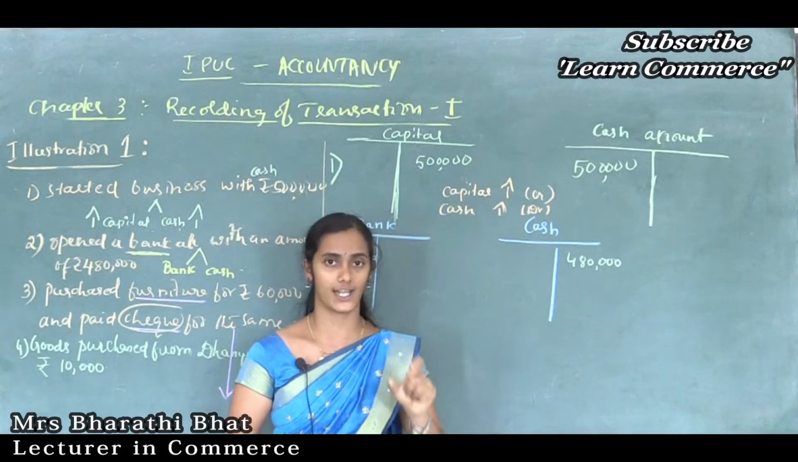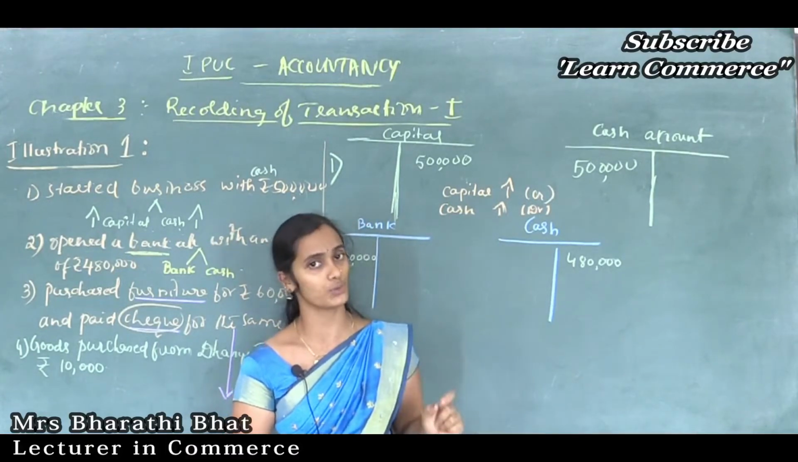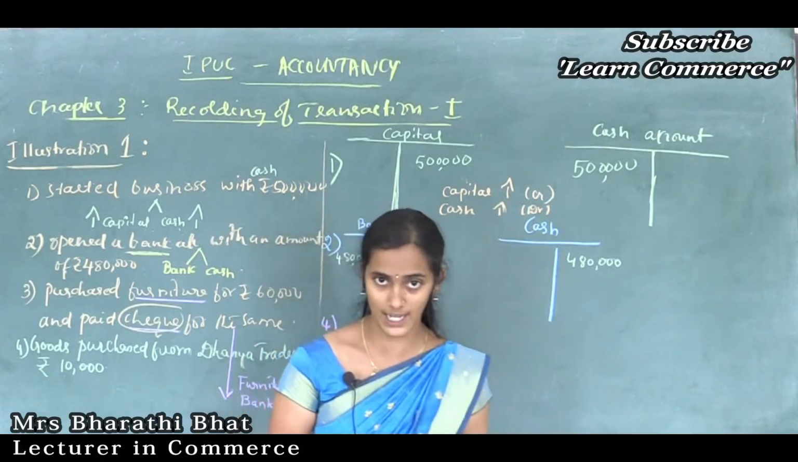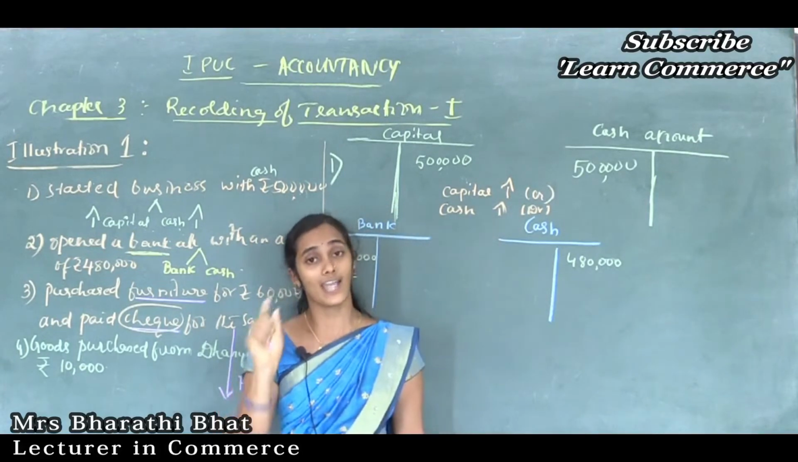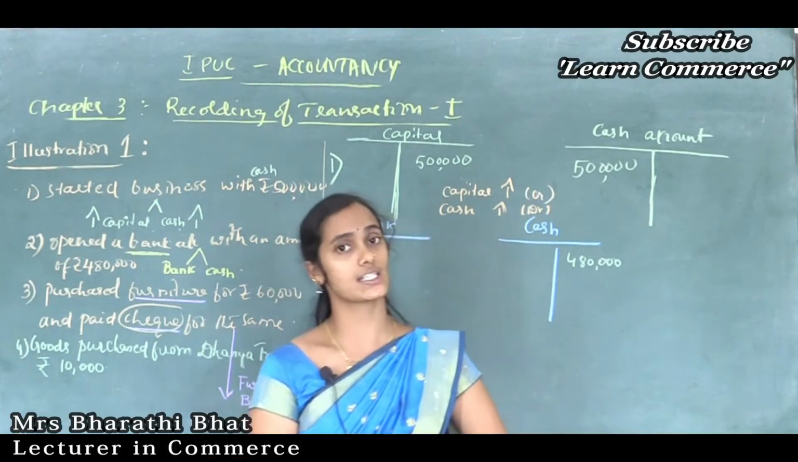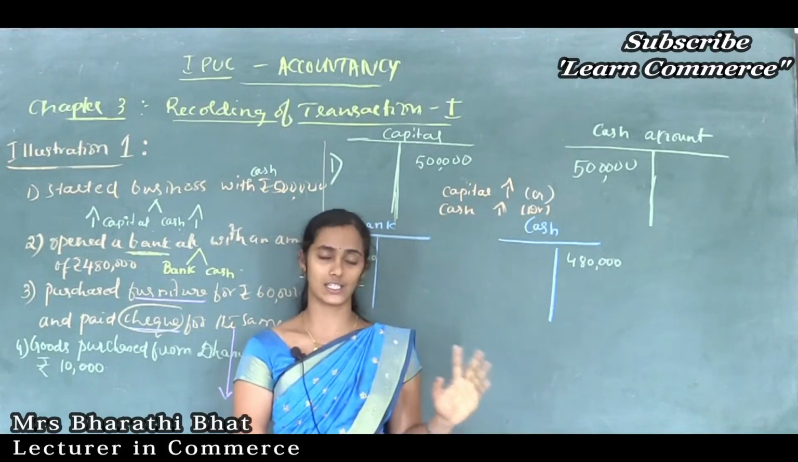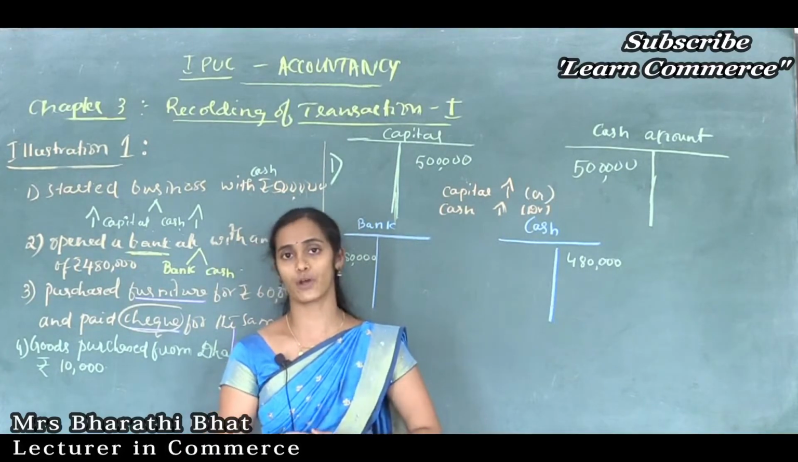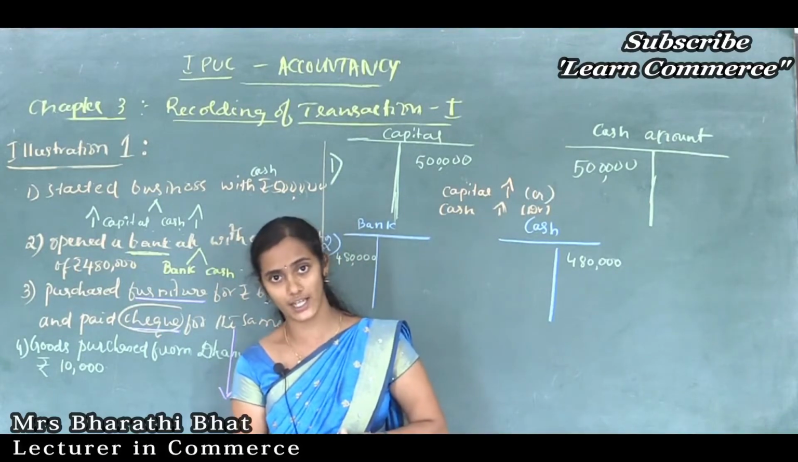Very important assumption. If a person's name comes in the transaction, then we should consider that transaction a credit transaction. If cash is mentioned properly in the transaction, then only we can consider that transaction a cash transaction. Or else if the transaction is just like this, goods purchased for rupees 10,000, then we can consider that transaction as a cash transaction.